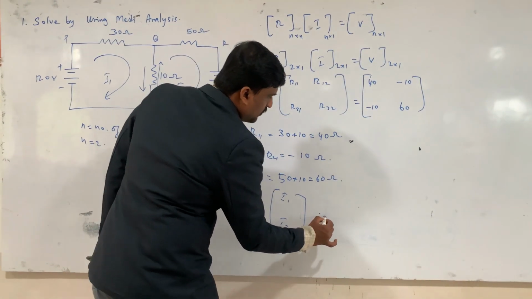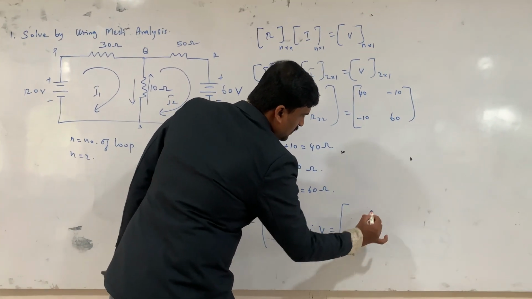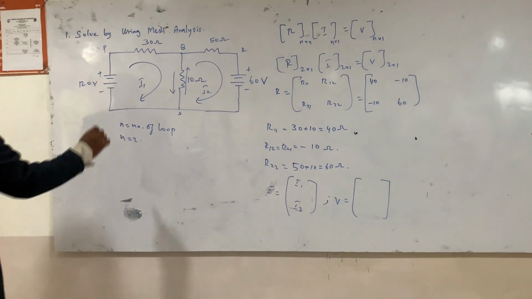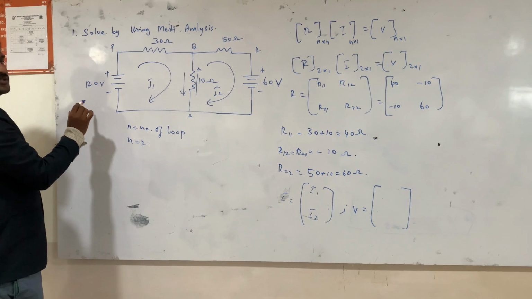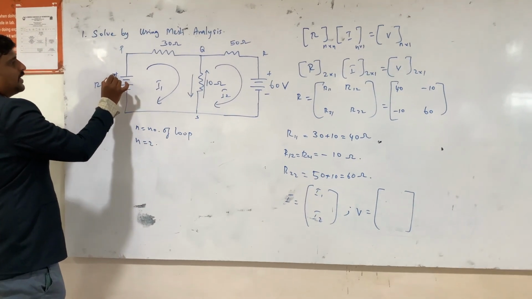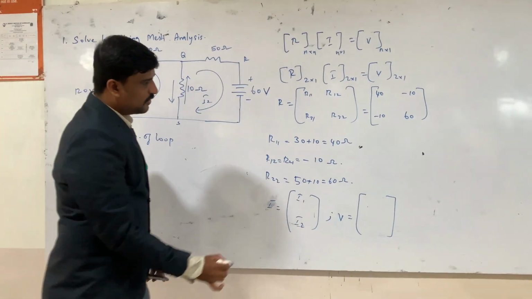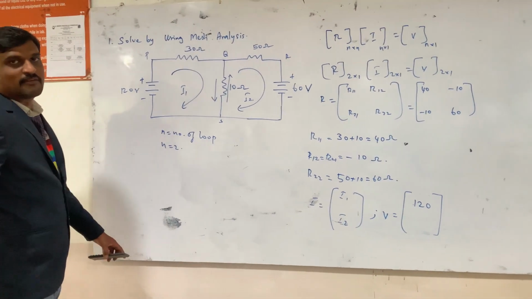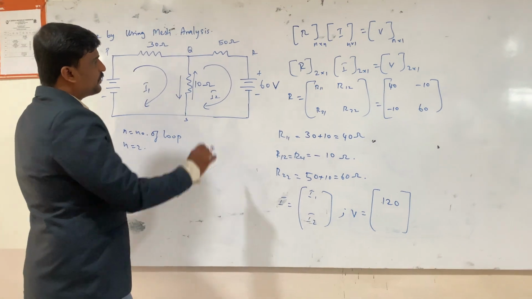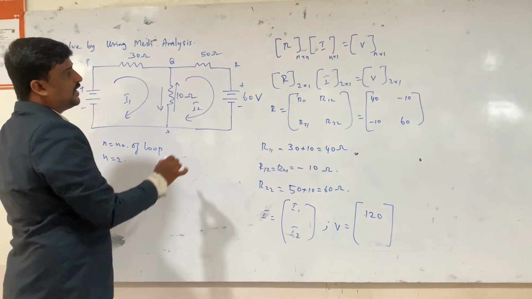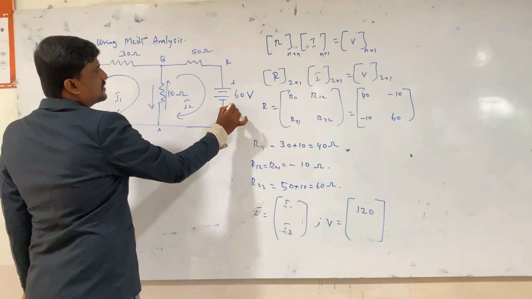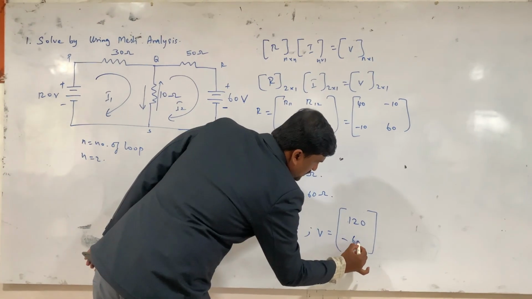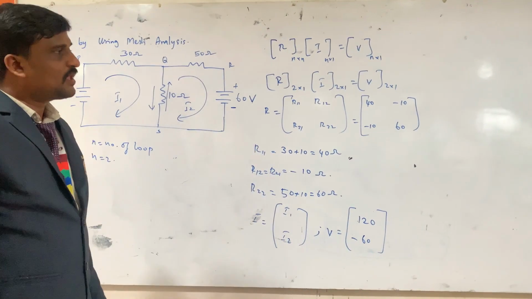And next for the V matrix, we have to find what V1 and V2 are. In loop 1, the available voltage source is 120 and the leading side is positive. So V1 is 120 and no other voltage source is given here. And in loop 2, the voltage source is 60 and the current direction is negative, so we will take it as minus 60. So this is our V matrix.